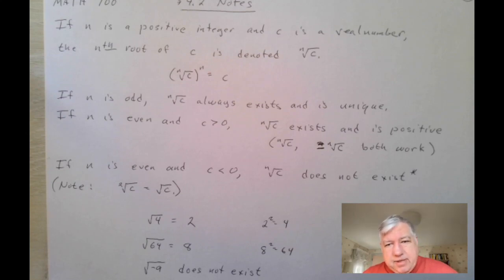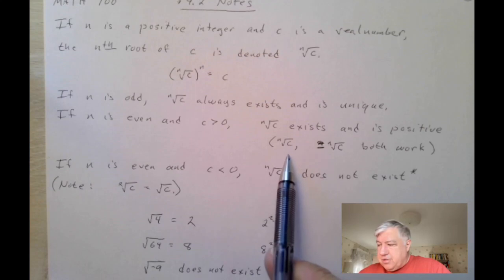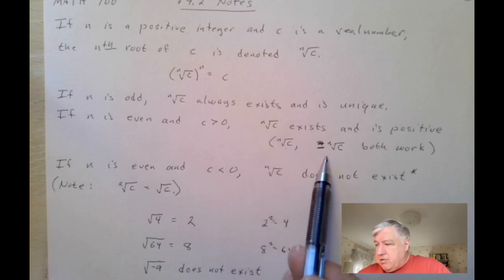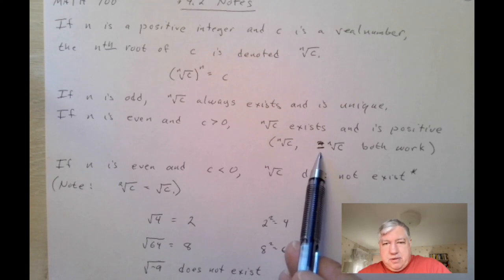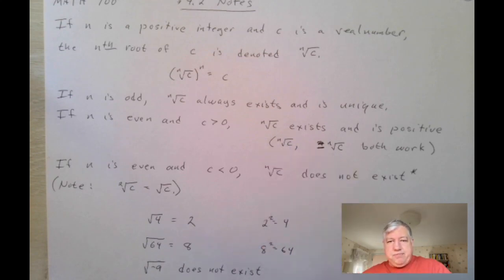If n is even, it gets a little tricky. If n is even and c is positive, the nth root of c always exists and is positive. Now, there are two numbers in this case that, if you raise them to the nth power, you get c. You could also take minus the nth root of c, the opposite of whatever this number is. When you raise it to the nth power, if n is even, that minus sign goes away.